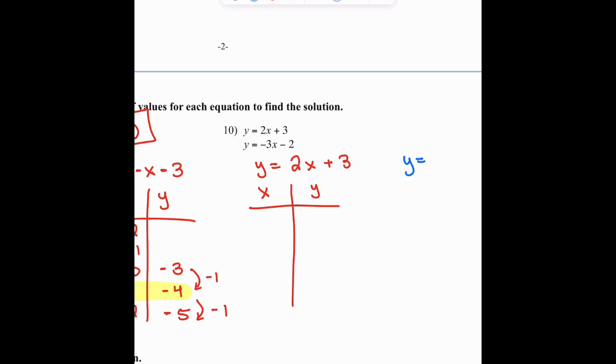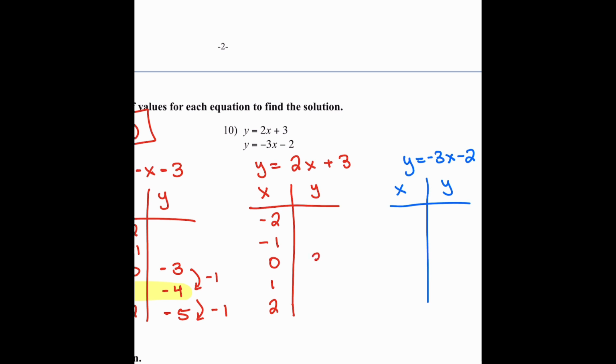And y equals -3x minus 2. Let's start once again with testing out -2, -1, 0, 1, and 2.